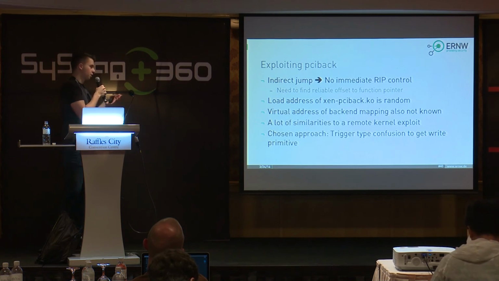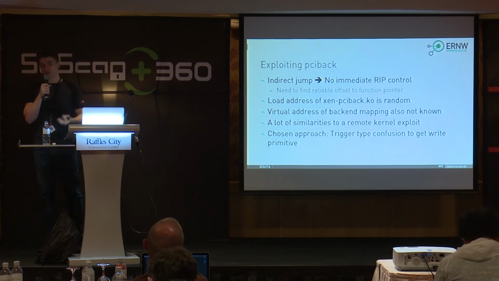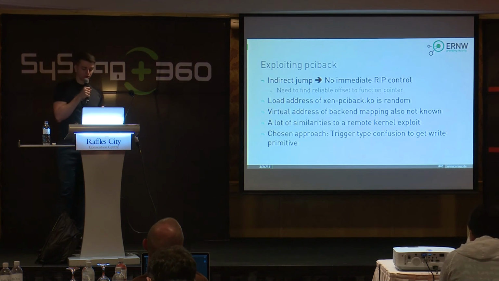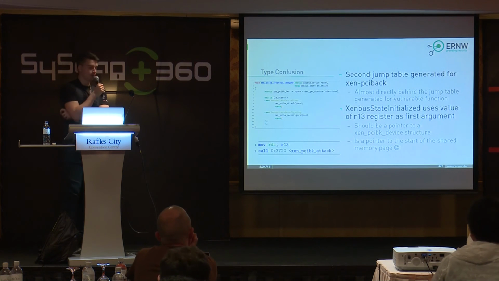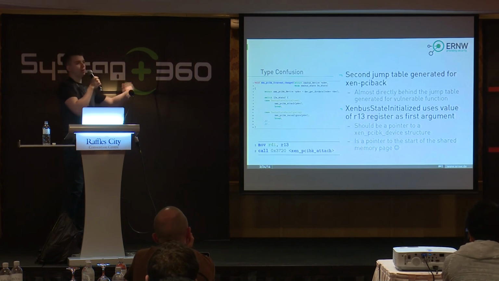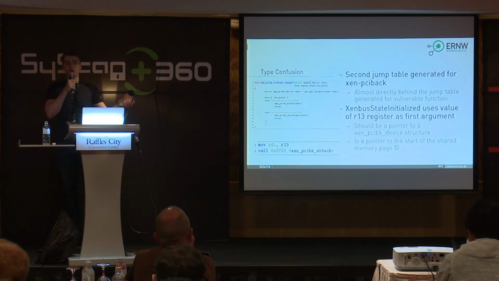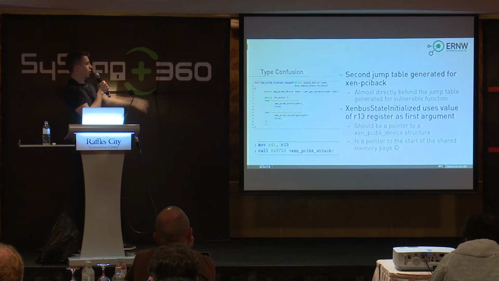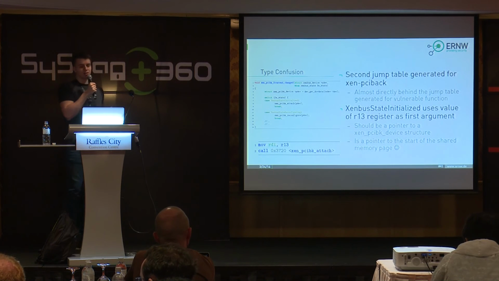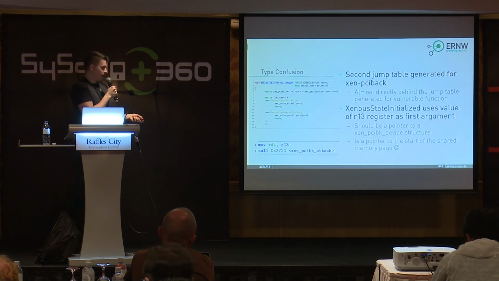And the approach I use to get code execution out of this is just to trigger a type confusion, and we use this type confusion to get a write primitive, and from there on we can walk to full code execution. So talking about the type confusion, in Xenpwn there's a second jump table, and this jump table is stored almost directly behind the jump table we exploit. So the jump table is quickly shown to the left, and the interesting thing is you have this one state, Xenbus state initialized, that has the following assembly code.